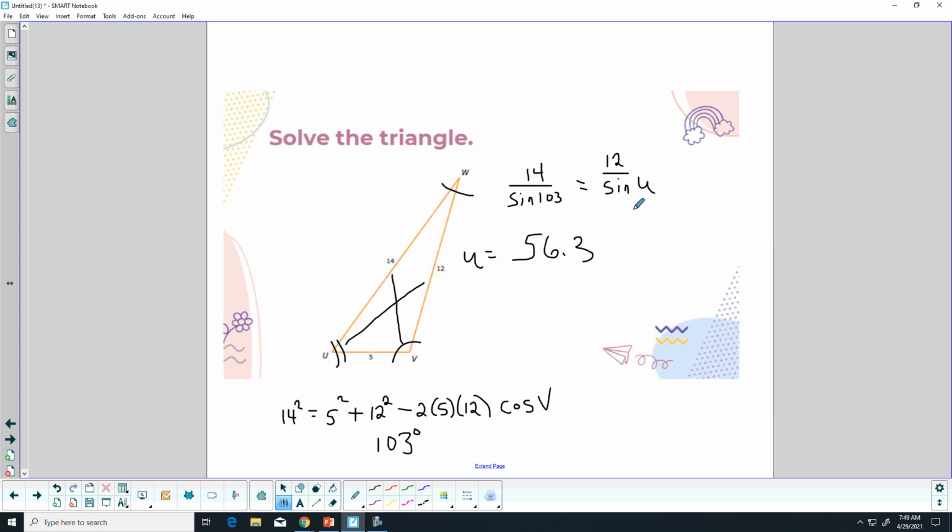W, just add those two angles up and subtract it from 180, and I get 20.36. Did I say 56 point? Right, 56.6 right there. Okay. There we go.